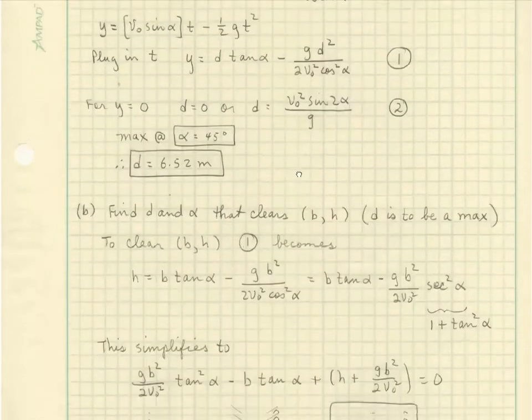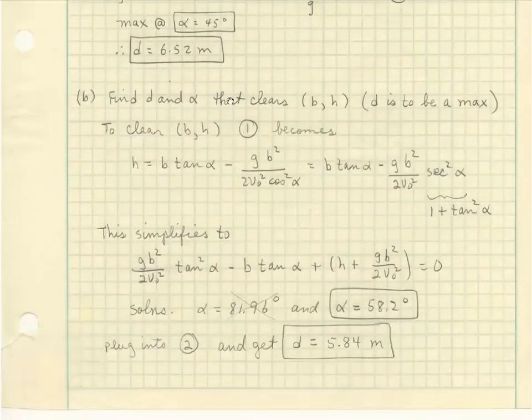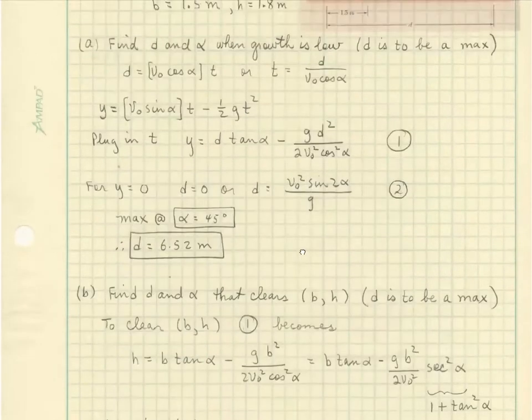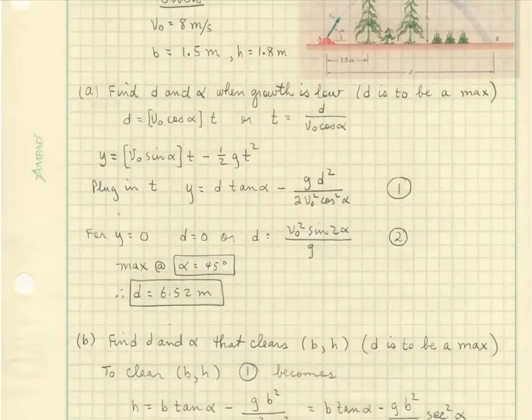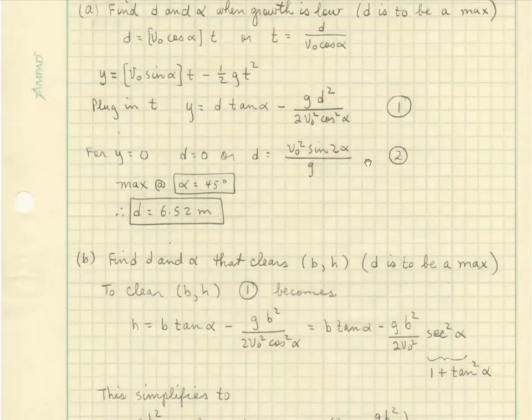The next thing is to find the d value and alpha value that will clear this point B and H. D is to be, again, a maximum. So B and H is B and H high. Okay. Equation 1 then becomes: we're going to take equation 1, plug in H for y, plug in B for the x value, and tan alpha minus g, where x is again B, squared over 2 v naught squared.